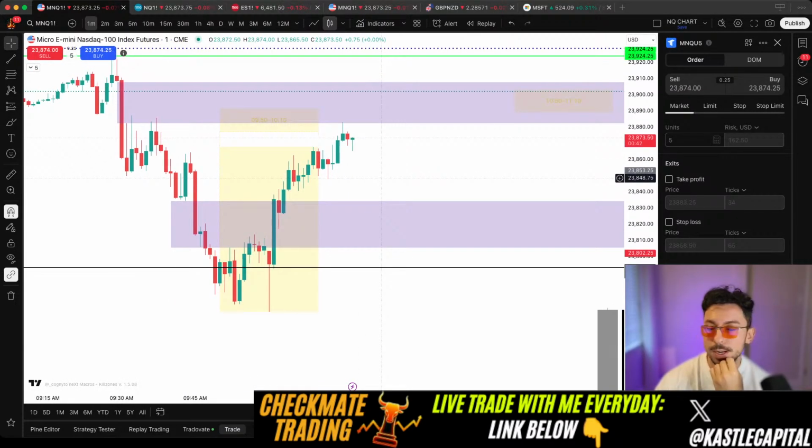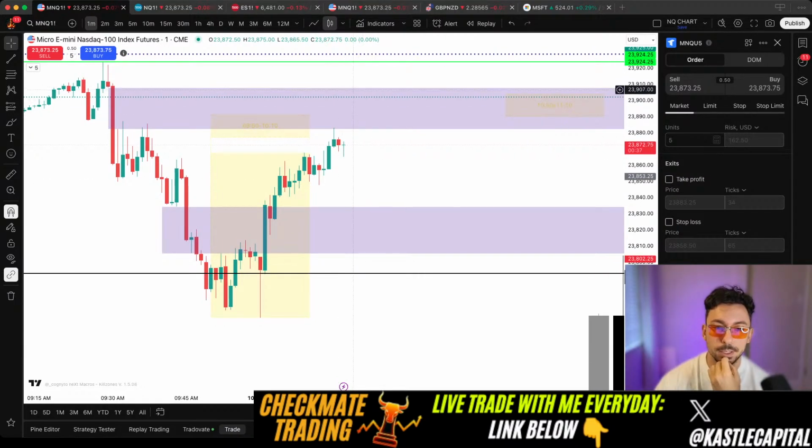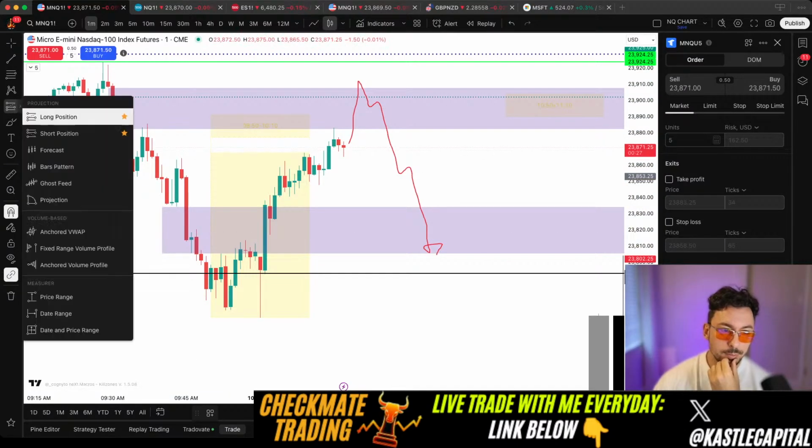But there is no trade here. I'm not executing anything. Nothing is A plus yet. But if we do get like a manipulation higher here and then an inversion short here, that would be pretty good. So let's say this happens. That would be a good trade. Something like this.